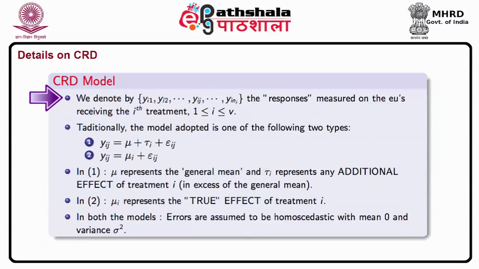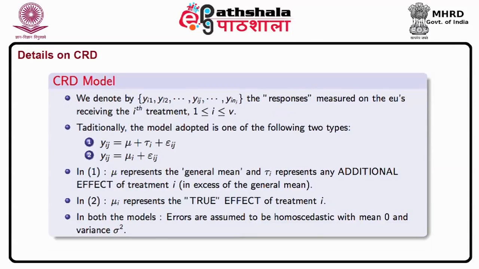Now, for a CRD model, we denote yi1, yi2, yij up to yini, the responses measured on the experimental units receiving the ith treatment. Excuse me, yeah. So in the context of this model, whenever we say responses, there are many connotations of this broad word responses. If it is an agricultural experiment, we are talking about the output or the yield. If it is an industrial experiment, there is an input and an output. Naturally, input raw material is given, the output comes, and there Yij refers to the output. So the response is a very generic name given here.